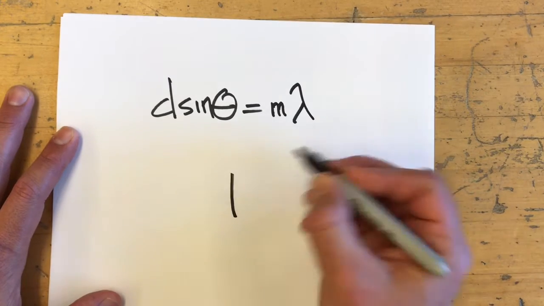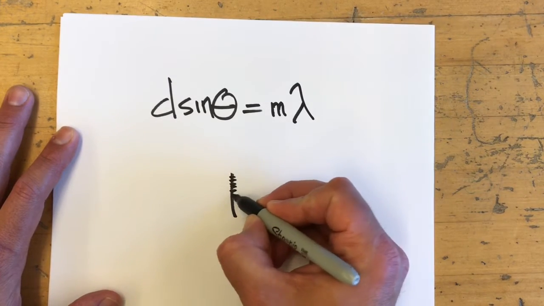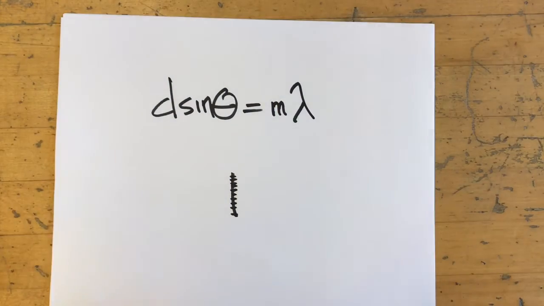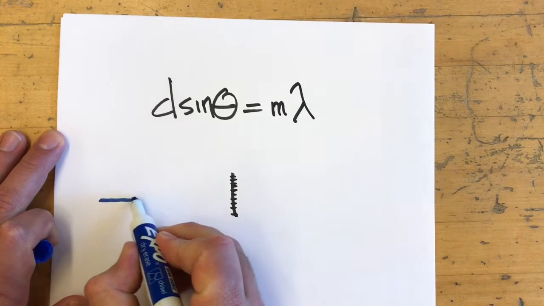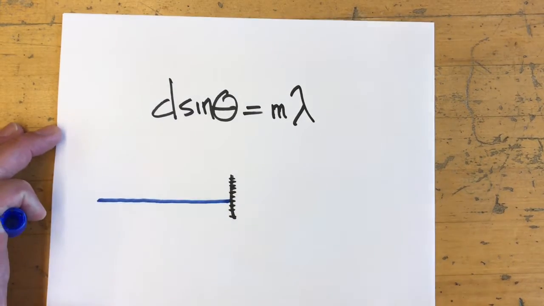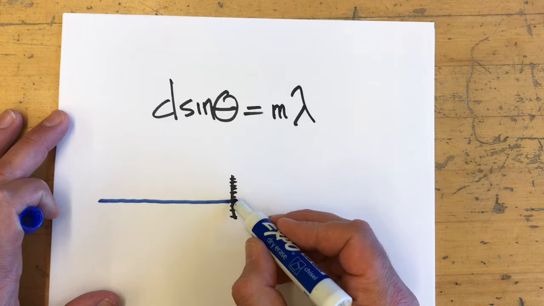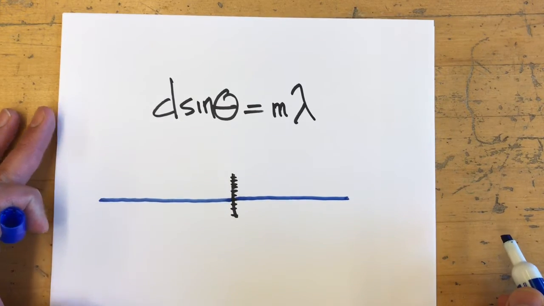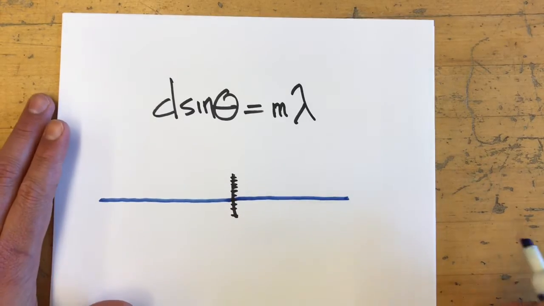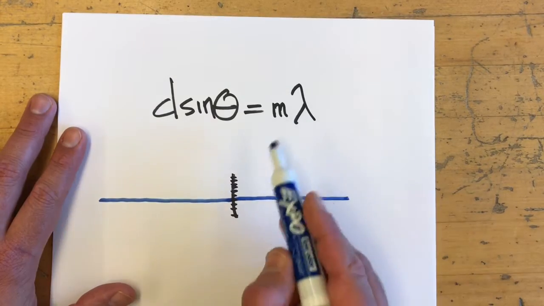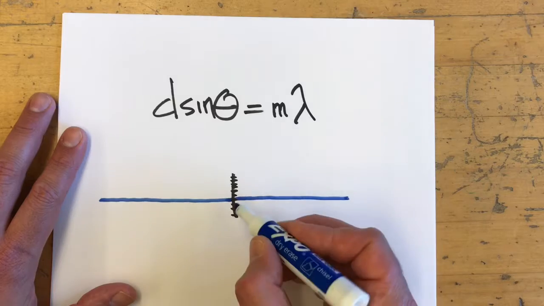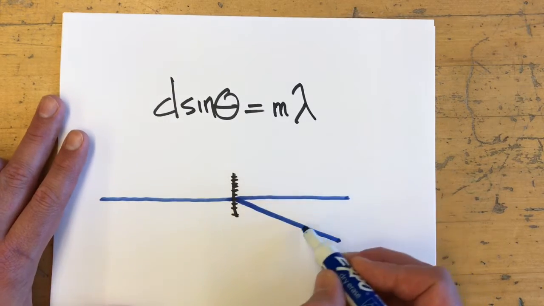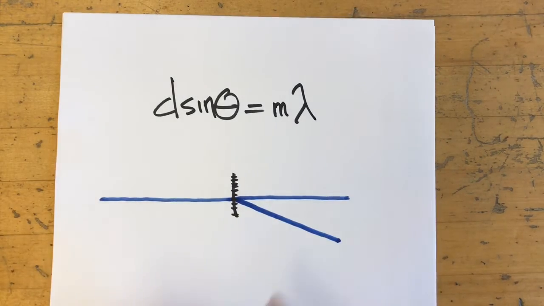If we have a grating and a beam of light incident on it, if it's a transmission grating, then you will have some that is transmitted undiffracted. That's with m equals 0. But if m equals 1, then we will have a diffracted beam transmitted at an angle from the normal that satisfies this condition.